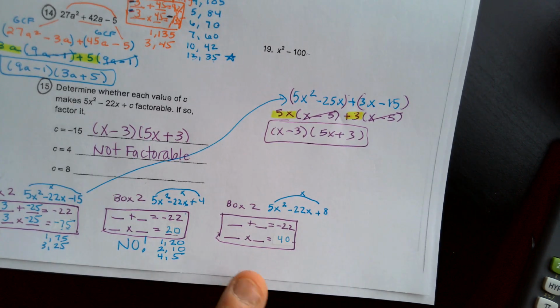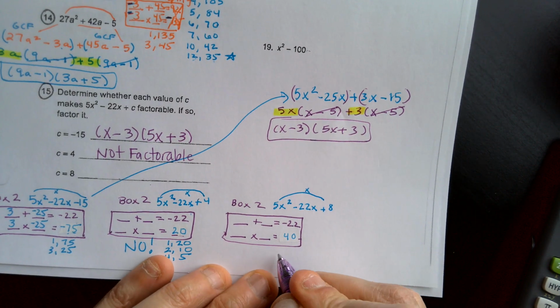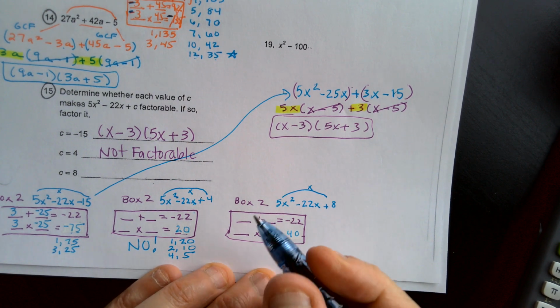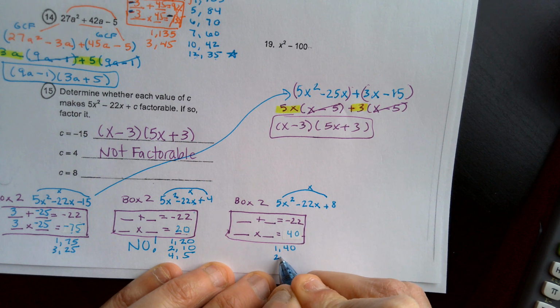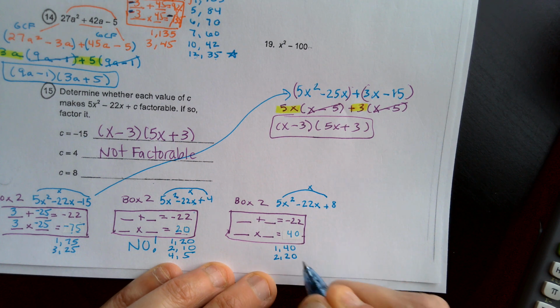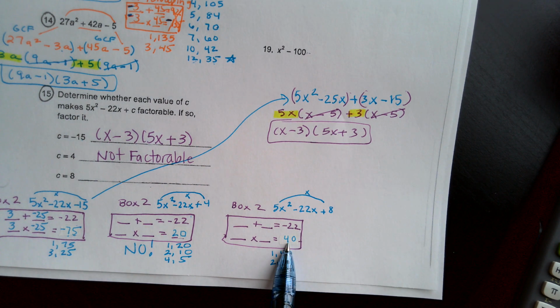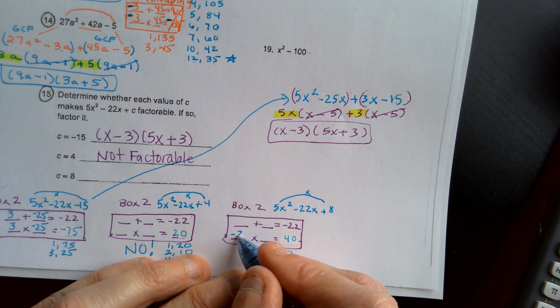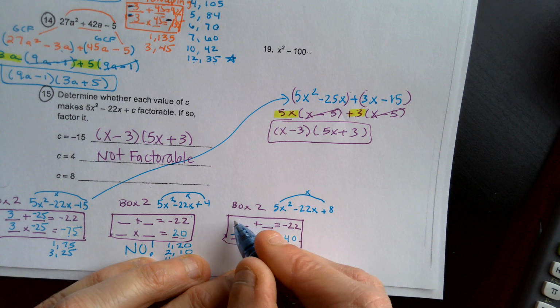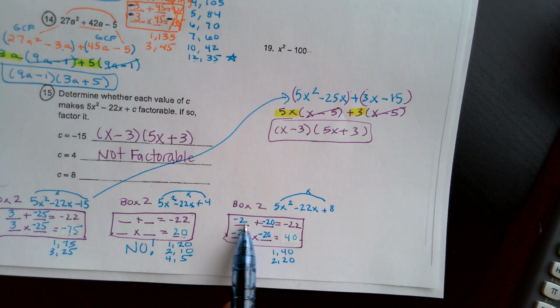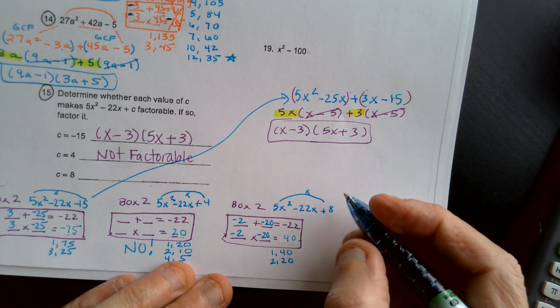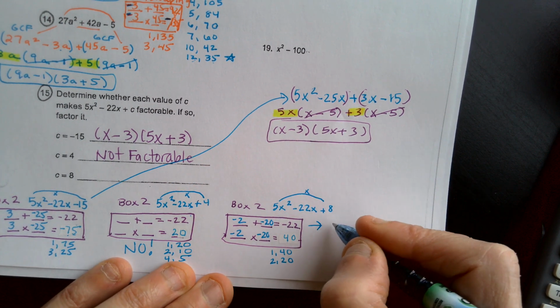And now I got to do this one. So 40. 1 and 40. And I'm keeping this in mind, 2 and 20. And right away I'm wondering, is that the answer? Because in order to be positive, these either have to be both negative. Yep, that's going to work. So negative 2 and negative 20. Does that work? Yes. Great. All right, so here we go.